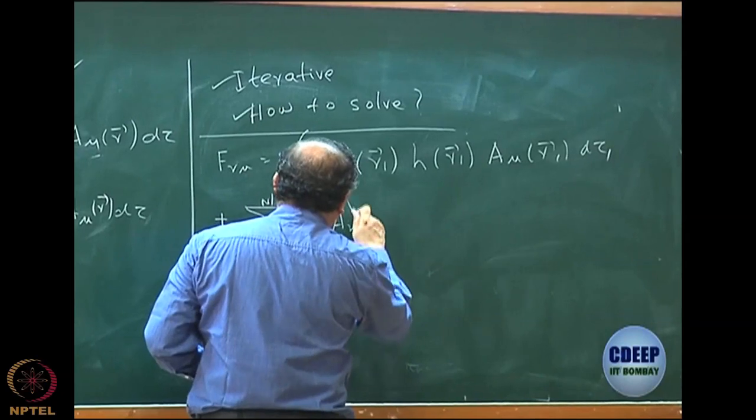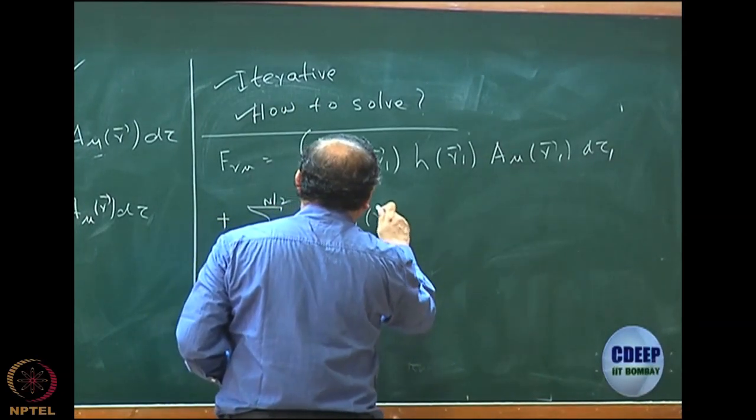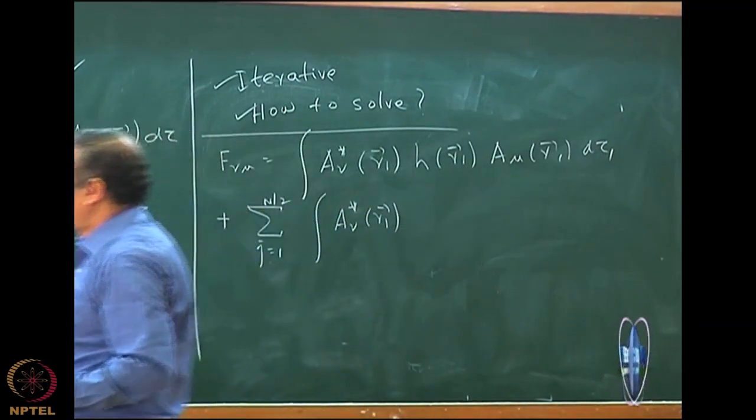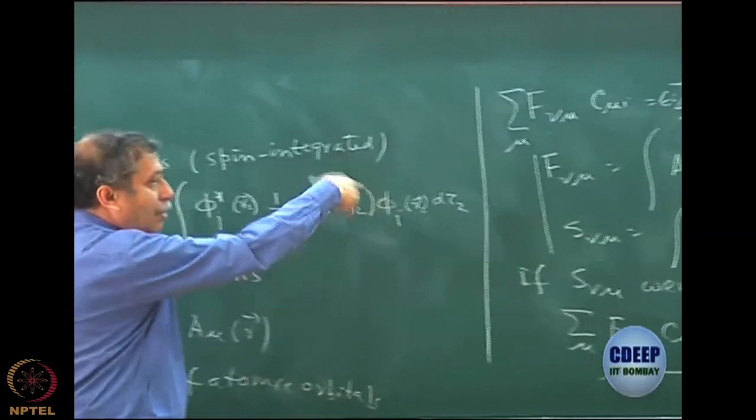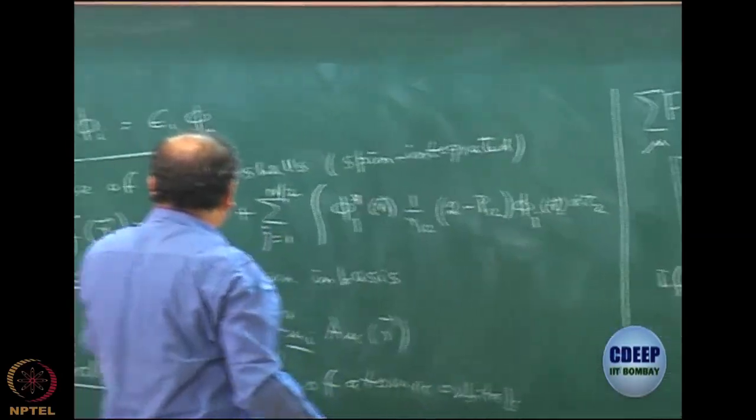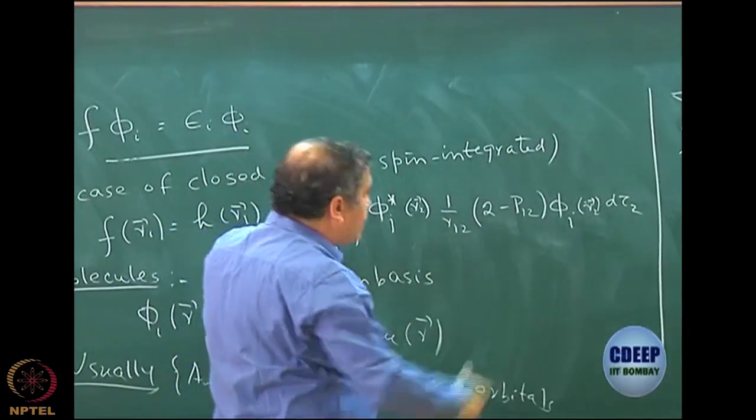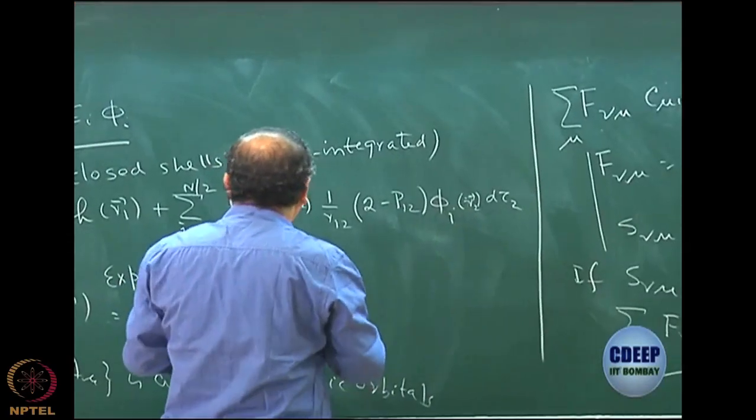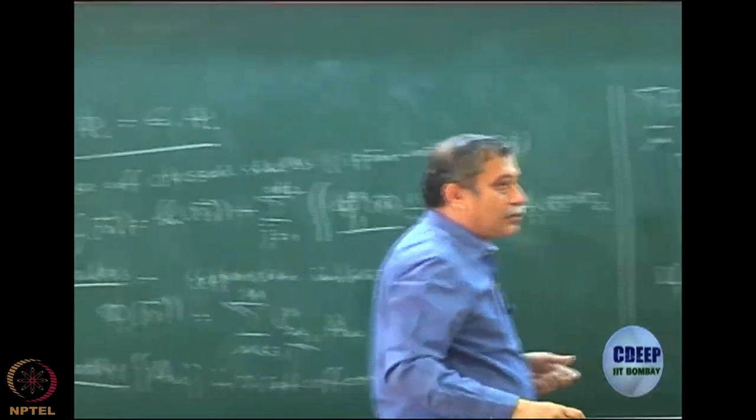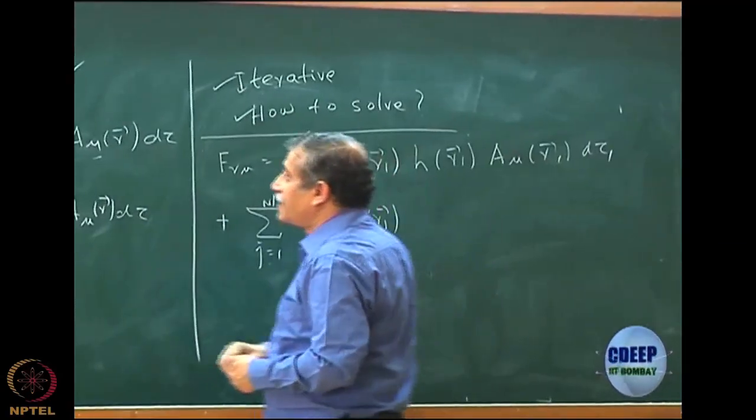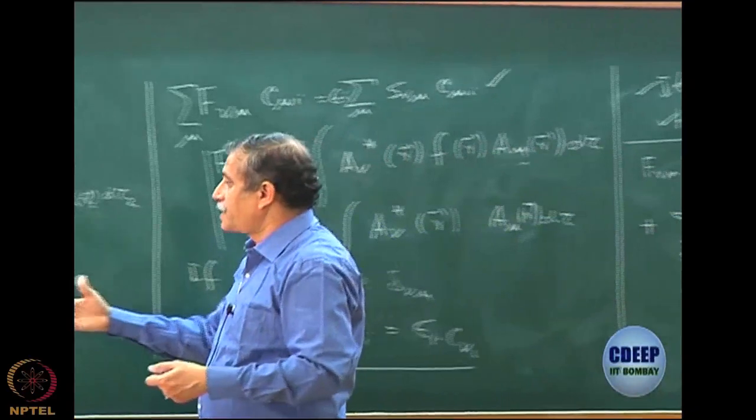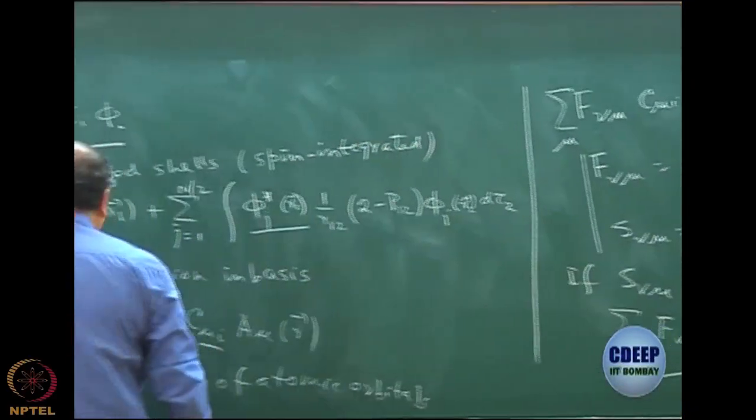First I write A nu star R1, which just comes here because I want to write this as A nu star F of R, where instead of R, now I am using R1. That's all. This is a dummy variable. And there is a sum over j which I have just deliberately taken outside. Then I have phi j star R2. I have to write phi j star R2 again as an expansion in terms of the basis. So the same expansion I am going to use now for phi j star.